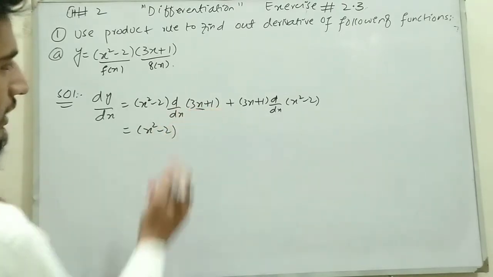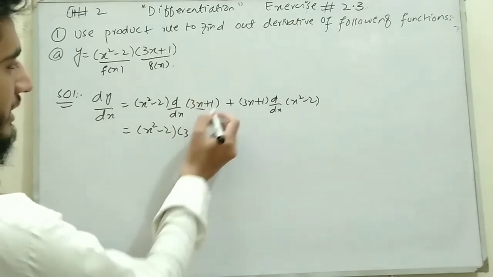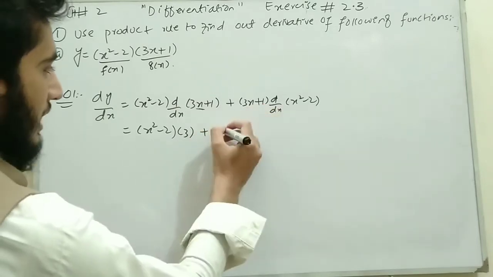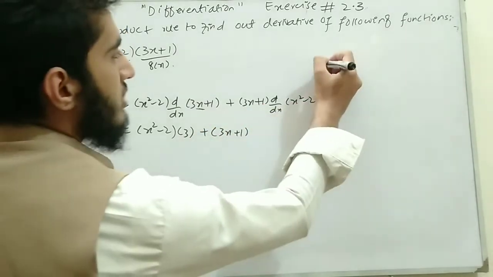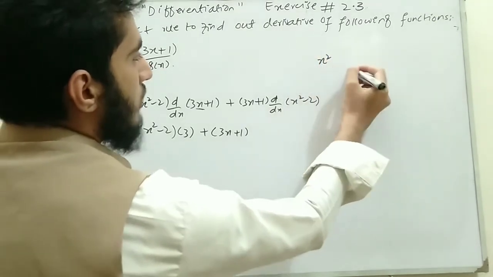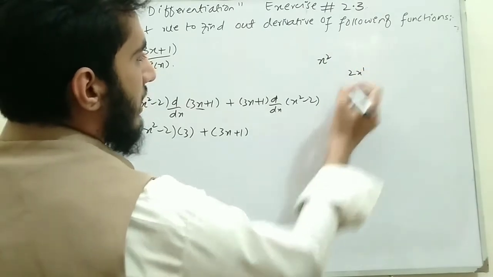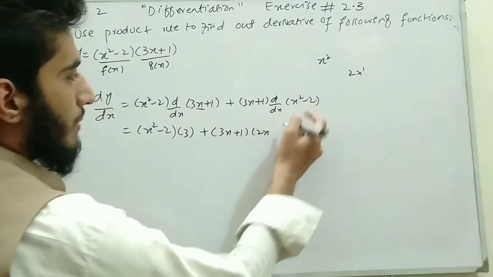Now it becomes x square minus 2 multiply d by dx of 3x plus 1. Here the derivative of x is 1, so 3 multiply 1 gives us 3, and the derivative of a constant is 0. So we are left with 3 plus 3x plus 1, and after this the derivative of x square. Using the generalized power rule, this 2 will come to the front and here we will subtract 1 in the power, so 2 minus 1 gives us 1. So the derivative of x square is 2x and the derivative of a constant is 0.